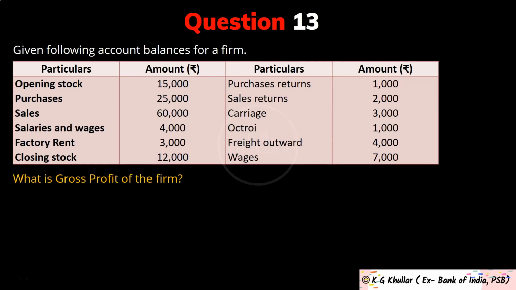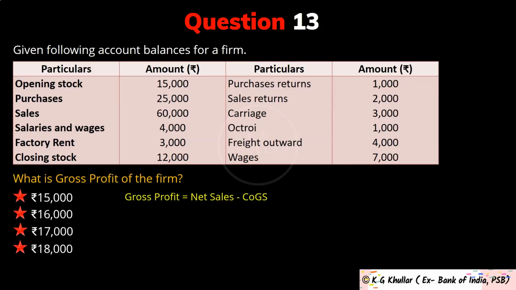And the final question of our case study is, what is gross profit of the firm? And these options are given to you. Friends, gross profit in this case study will be simply net sales minus cost of goods sold. Now we have already found both these in previous parts, which equals 58,000 minus 41,000 equals 17,000. So the correct option for the given question is option C.